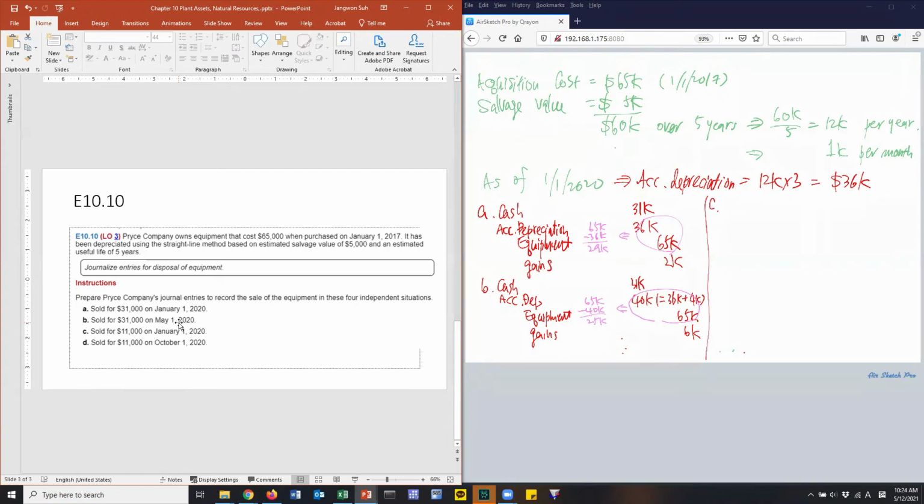C, the same accumulated depreciation and equipment, 65. And as of January 1st, the date is the same as A. So we can use the accumulated depreciation of A for the question C. How much was it? 36K, right? 36K. And we know that our book value is 29 also.